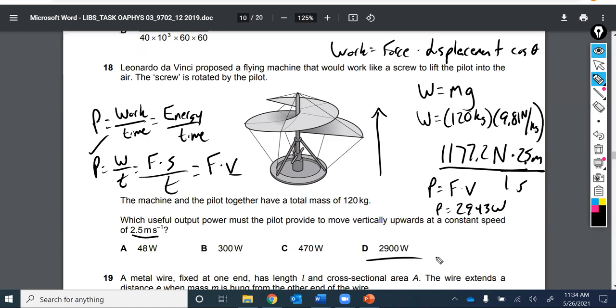And so your instinct or your intuition serves you well if you just think, well, it must be a lot of power to get a human to go on that flying machine. So almost 3 kilowatts of power would be needed.